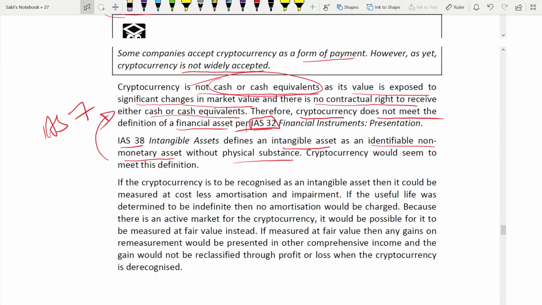Non-cash. And also no physical substance. Can we touch it? No, we cannot touch it. So no physical substance, and identifiable. Therefore, this would seem to meet this definition. So that definition they are meeting, the cryptocurrency.